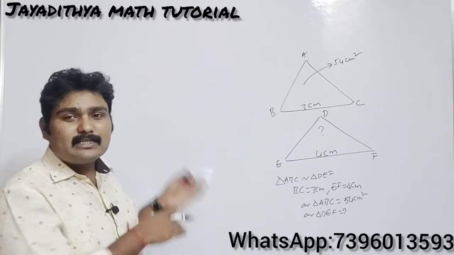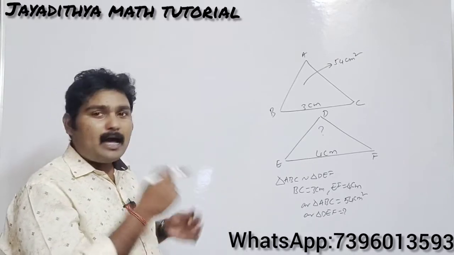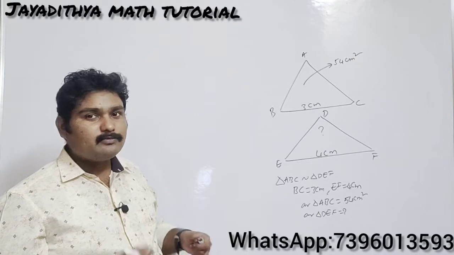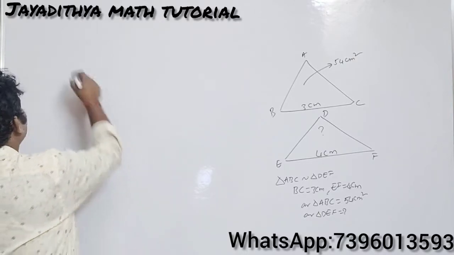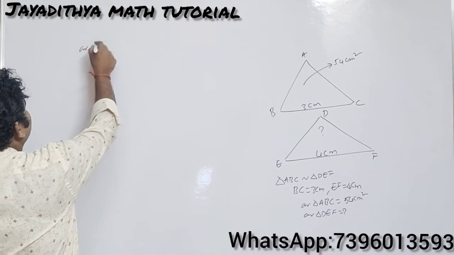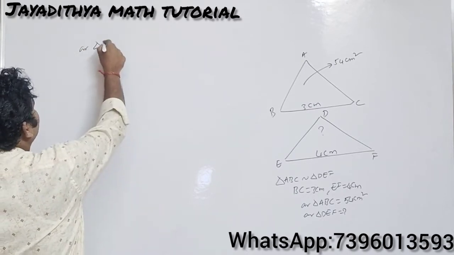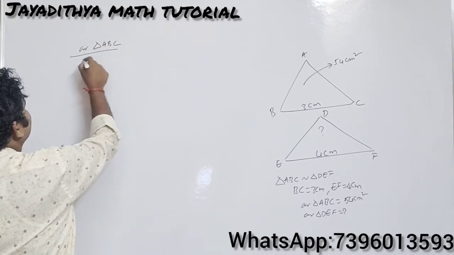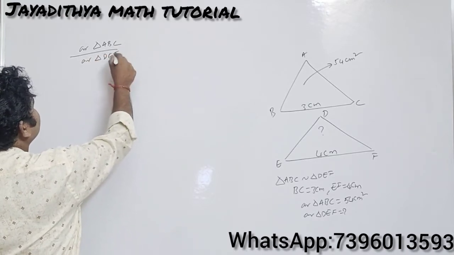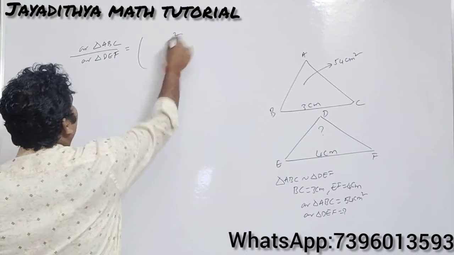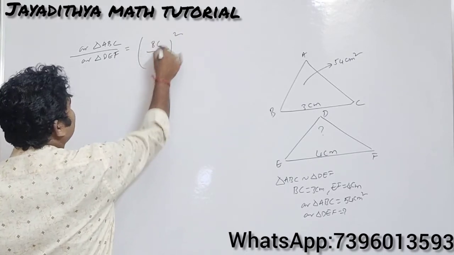What we have discussed earlier, in the previous class, are for 4 marks, and these problems will be coming for you in 2 marks now. So don't miss this one. So this is very simple. So what is our statement here? Ratio of areas of two similar triangles will be equal to square of the ratio of their corresponding sides now.